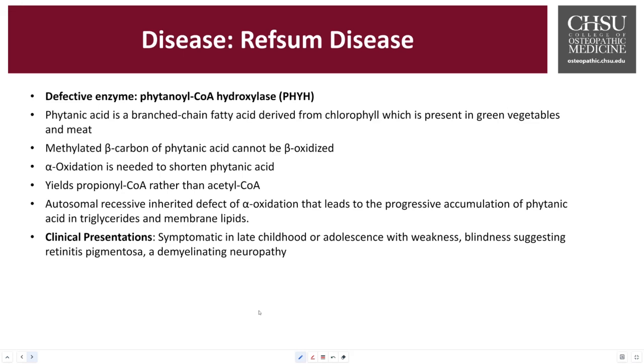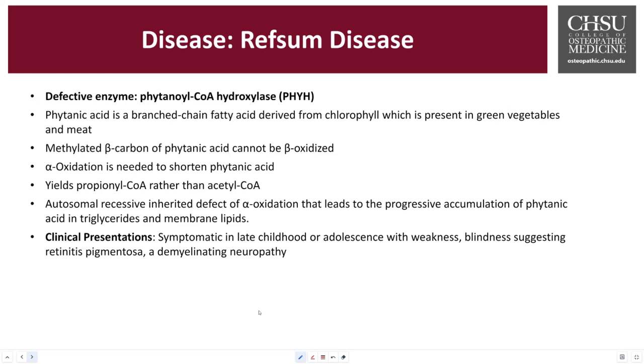Refsum disease is a rare genetic disorder characterized by a defective enzyme called phytanoyl-CoA hydroxylase, PHYH. Phytanic acid is a branched-chain fatty acid that gets derived from the chlorophyll found in green plants and certain kinds of meats and protein. The methylated beta carbon of the phytanic acid does not get processed via beta oxidation. Instead, it goes through an alternative pathway called alpha oxidation, which is necessary to shorten that kind of phytanic acid, and it results in the production of propionyl-CoA instead of acetyl-CoA.